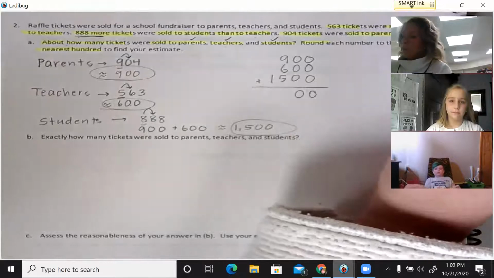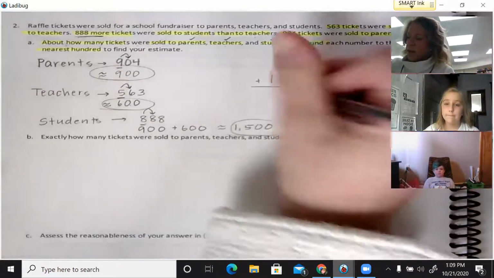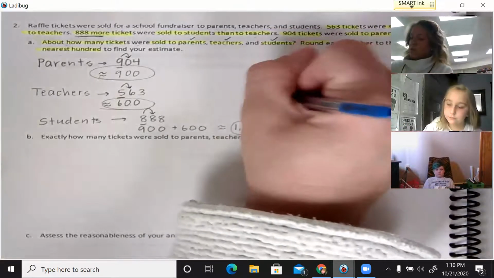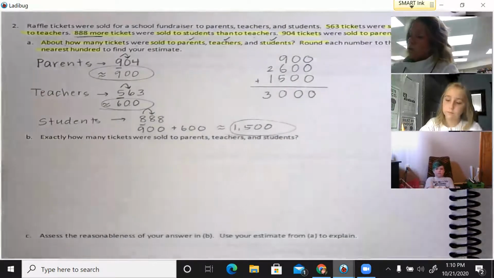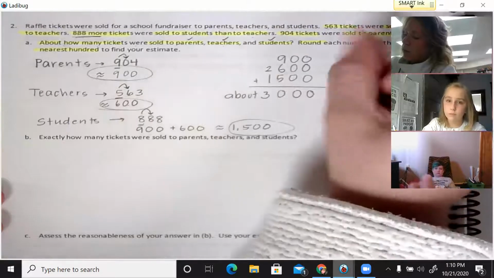15. Yep. Plus 5 more, 20. So I'm going to put down my 0, carry the 2, and then I have 2 plus 1 equals 3. So my answer is going to be about 300 tickets.